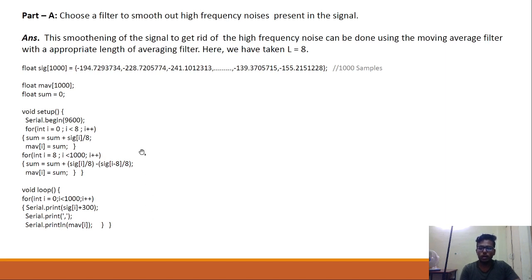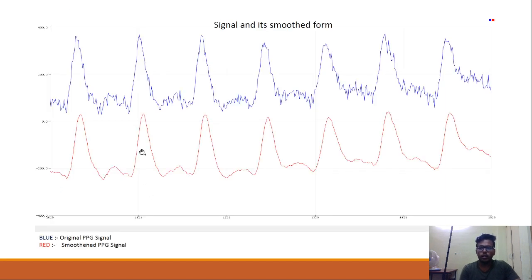Now let's see the output of the moving average filter. As we can see, the blue represents the original signal, which consists of high frequency noises. The red one is the output of the moving average filter. We can see that the signal has been smoothed out.